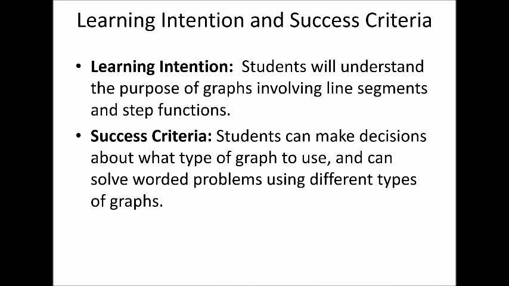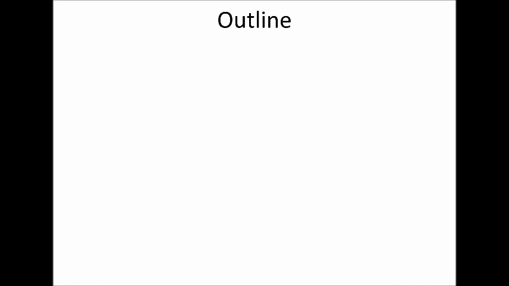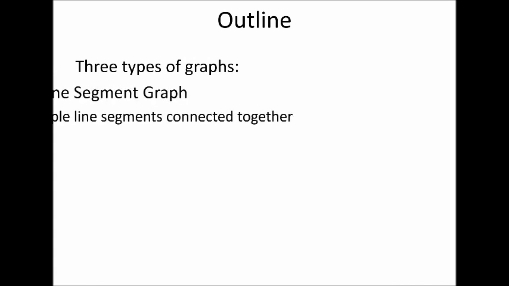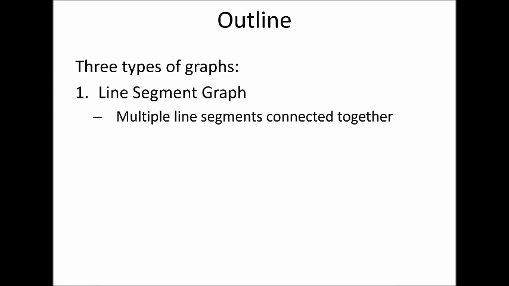So just a brief outline of what we're going to be talking about today. There are three types of graphs that we're going to look at. We'll do an example of each one. The first one we call a line segment graph, basically because it is multiple different line segments. You'll recall what those are from Lesson 1, all connected together.